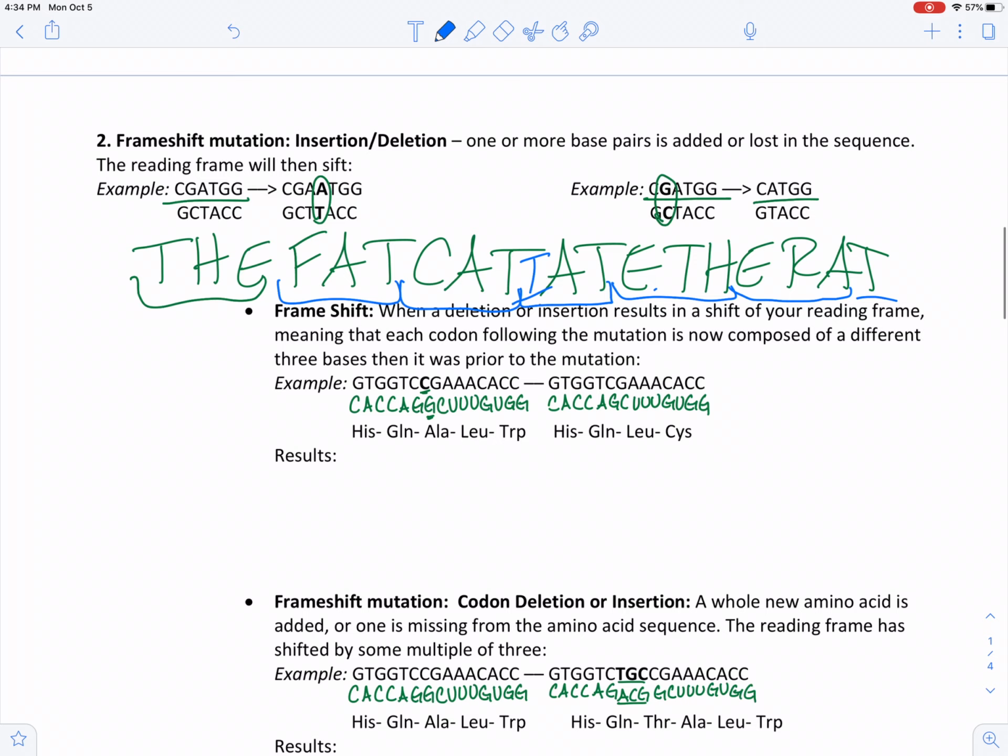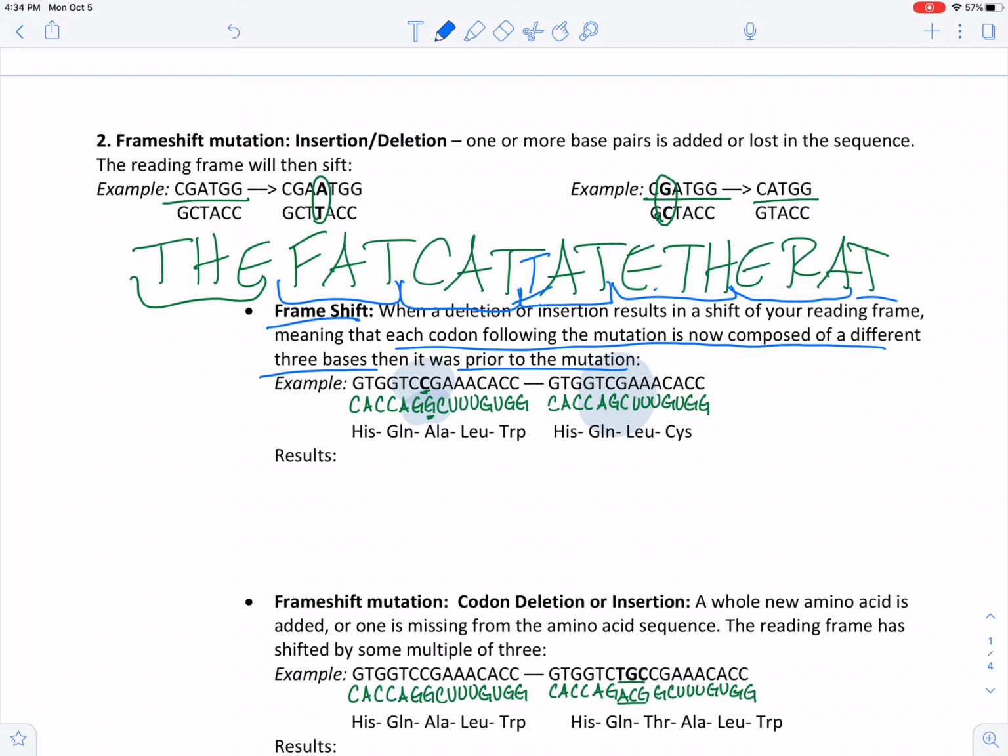So a frame shift is when you delete or insert and it shifts your reading frame, meaning that each codon following the mutation is now composed of a different 3 bases than it was prior to the mutation. So let's look at this example here. It looks like a deletion. It should read CCG, and in this case I just have a CG in the mutated version.